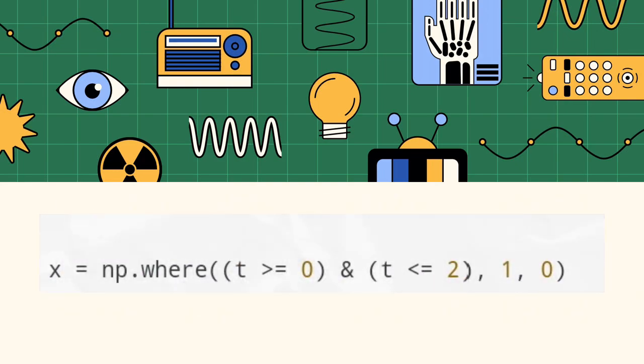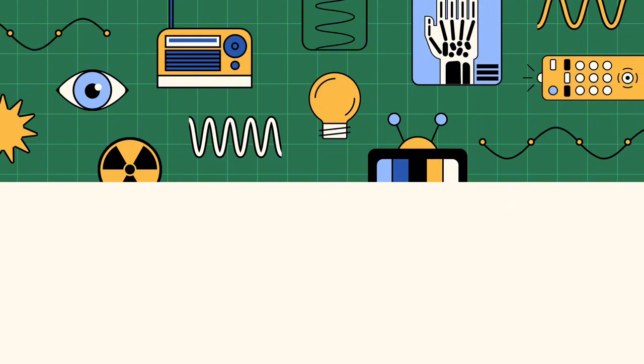Now, the first signal x of t is defined. This creates a rectangular pulse. The signal has a value of 1 between t equal to 0 and t equal to 2. It is 0 everywhere else. This means that x of t represents a finite duration input signal, which is common in system analysis.